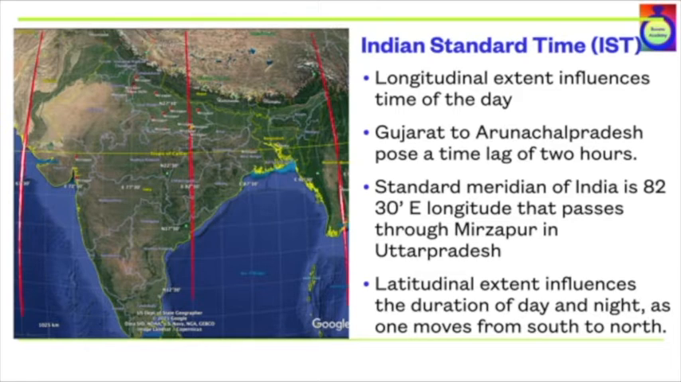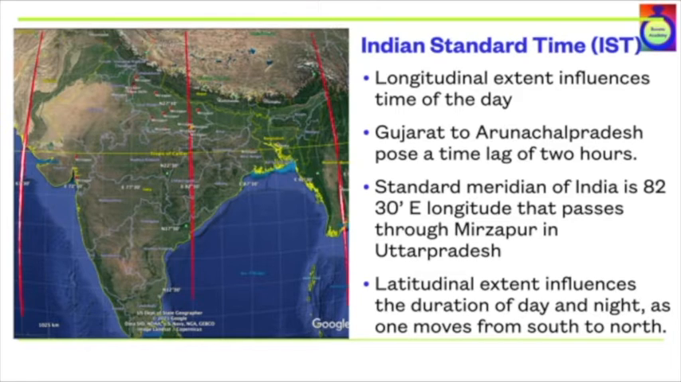Then we have to remember the latitudinal extent. Longitude affects the time of a place, but the latitudinal extent of a place influences the duration of day and night as one moves from the south to north. In the south, if one moves closer to the equator, the day and night difference is minimum. If one moves away from the equator, the duration of day and night varies vastly.